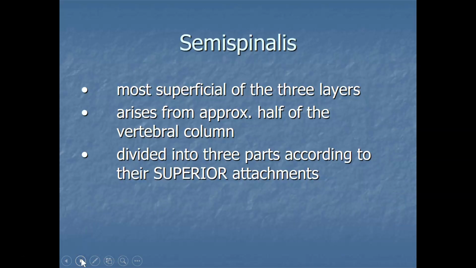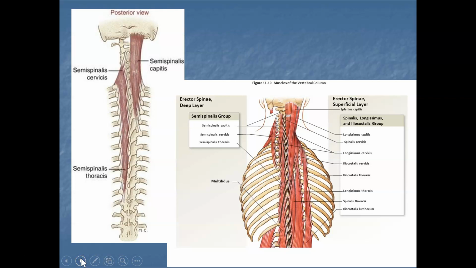So semispinalis, we said, is the most superficial of the 3. It arises from approximately half of the vertebral column. It is divided into 3 parts according to where they attach superiorly. So we see here how they all arise up, and they are the most superficial. We have semispinalis thoracis, cervicis, and capitis.